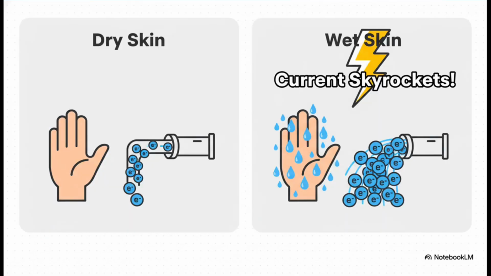And this right here, this is what makes it so incredibly dangerous. When your skin is dry, it actually has a pretty high resistance, which offers some protection. But the moment you introduce water, whether it's sweat or rain or just damp hands, your skin's resistance absolutely plummets. I mean, look at those numbers. And what did we learn from Ohm's law? When resistance drops, the current skyrockets. That's what turns a small shock into a fatal one.